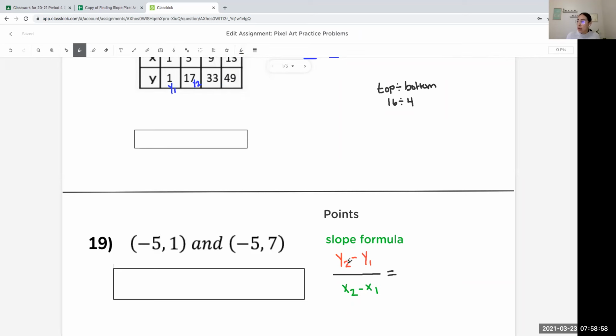This tells me I need my y's and I need my x's. You want to pick your first point and your second point and label them as your first x, your first y, your second x, your second y. So when I look at this point here, since it's my first point, I'm going to label this x1, this y1. Keep them as a pair. If I made this x1, I can't say this is y1. That would be wrong.